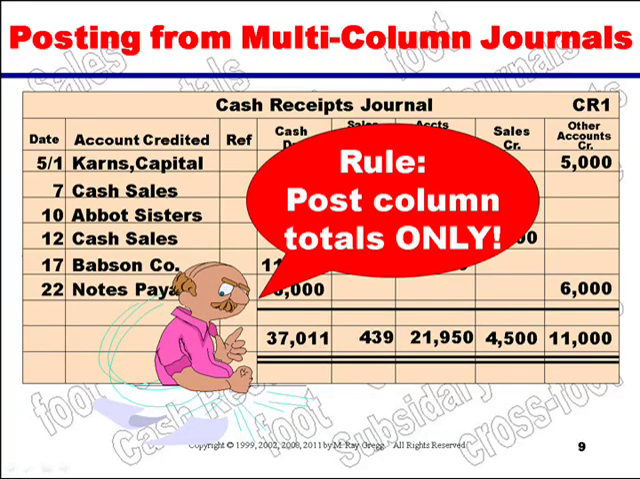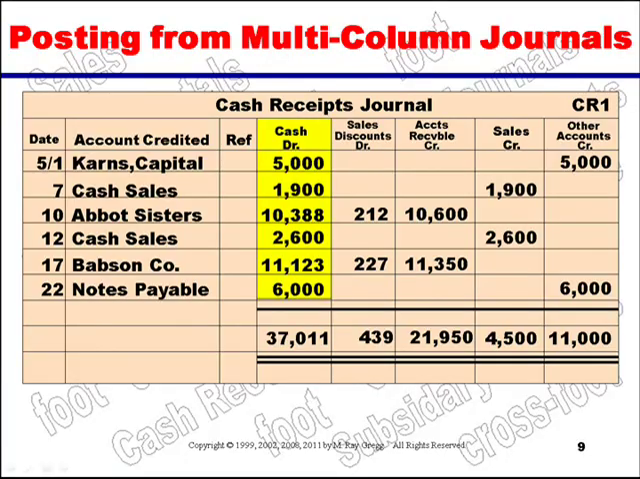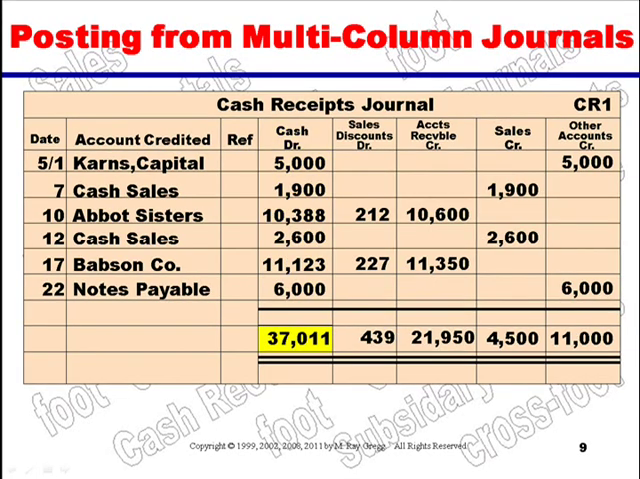So once we're sure that we have cross-footed, that debits and credits are equal in this journal, we're now ready to post. Remember, the rule is post column totals only. And remember, we're able to do that when all the items in the column are alike. So in the cash column, there are six items, and they are all debits to cash. In the old days, we would post all six of them individually, but here's where the time saving comes. These six items can all be posted once.